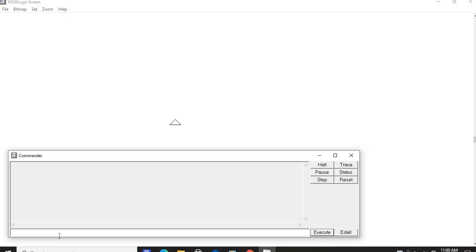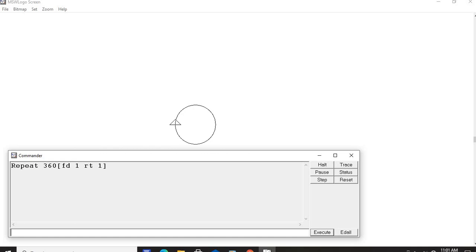Now, I come to the command input box and click on it. We are typing REPEAT 360, then opening straight brackets, FD 1, RT 1, then closing bracket, and when I press enter, a circle will be drawn. Repeat 360, opening bracket, FD 1, RT 1. When I press enter after putting the closing bracket, the circle will be drawn.